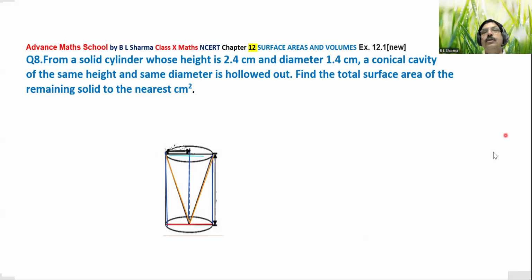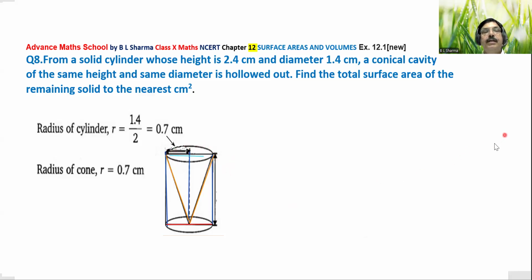देखिए ये एक सॉलिड सिलेंडर है, उसमें से कोनिकल कैविटी होल आउट की है, उसको निकाला है, और जो रिमेनिंग सॉलिड है, उसका हमें एरिया फाइंड आउट करना होगा। देखिए रेडियस ऑफ सिलेंडर कितना है? Diameter is given 1.4 centimeter, so radius of cylinder is 1.4 by 2 means 0.7 centimeter. This is 0.7 centimeter is radius of cylinder. लेकिन सिलेंडर का जितना रेडियस है उतना ही रेडियस है कोनिकल पार्ट का. So radius of cone that is also 0.7 centimeter.